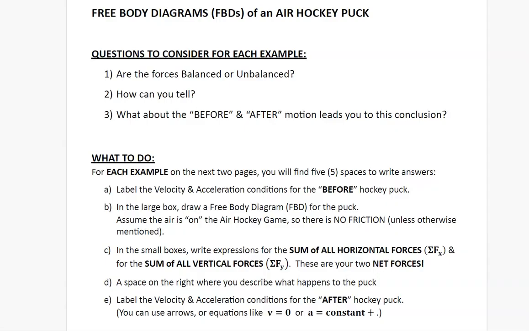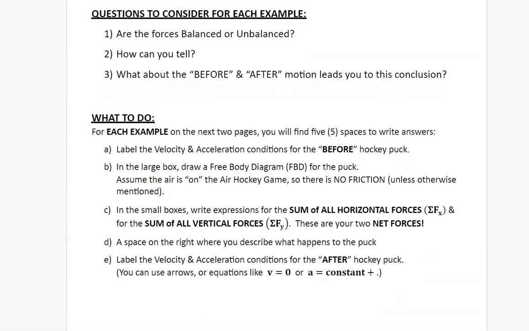So in each of these 4 problems, you're going to see 5 spaces that are labeled A, B, C, D, and E, and you're asked to do something in each of these. So in space A, you're going to label the velocity and acceleration conditions for the before condition of the hockey puck. In other words, if there is a velocity, we'll just show a little arrow that says V. If there is an acceleration, we'll show an arrow that says A.